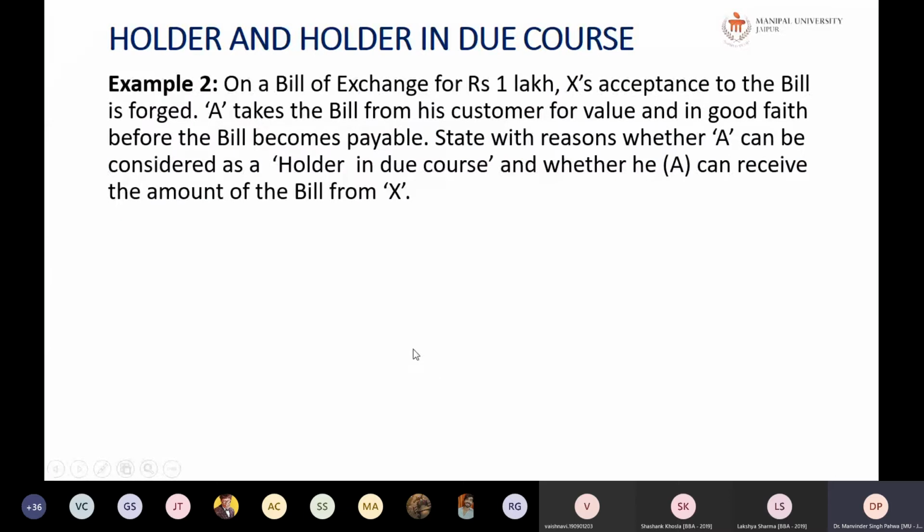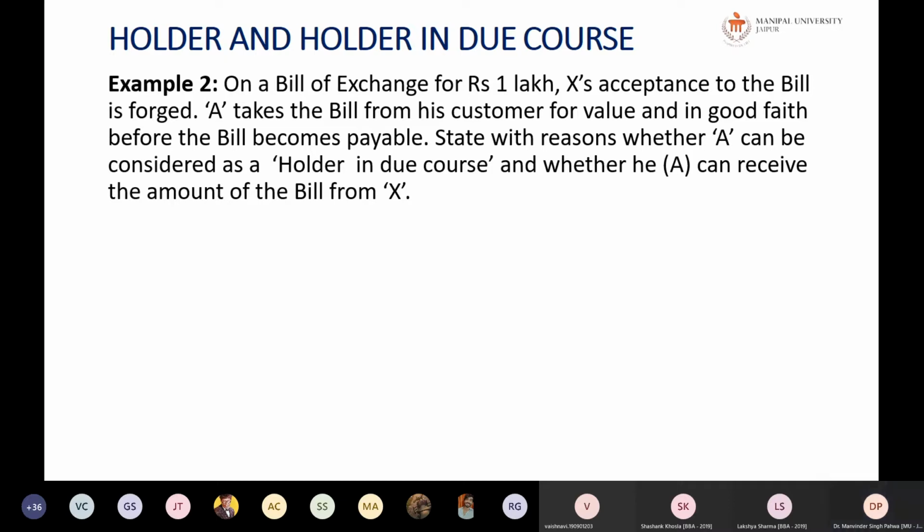Okay. So next is your example number 2. On a bill of exchange of 1 lakh, X's acceptance to the bill is forged. Forged means by fraud, someone has taken consent, or, just by keeping the check along with other checks, has taken the signature on this check also. So he has obtained the check by forgery.